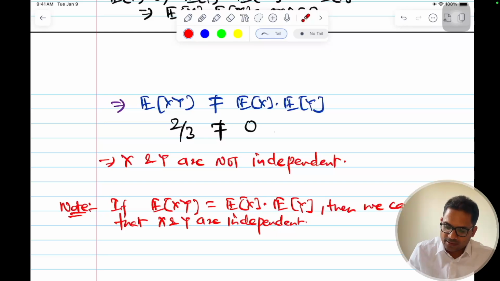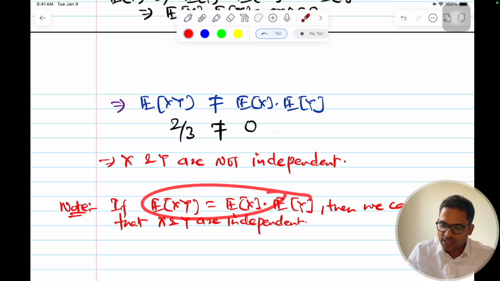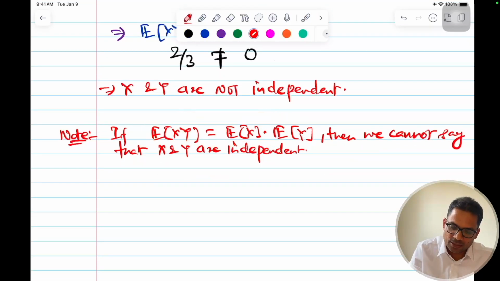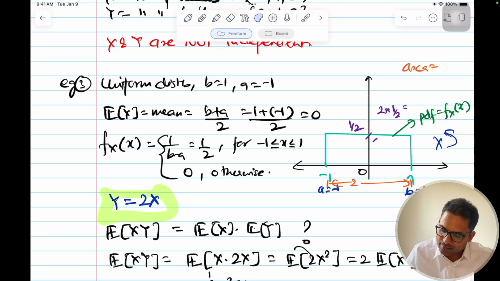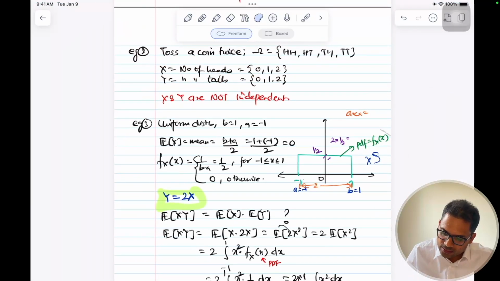Okay, but if this holds, the reverse, if this holds, then we cannot say that the inverse is true. If this is true, we cannot say that x and y are independent. Let me give you an example so that it becomes clear. What am I saying? For example, let's continue with the same example. Okay, so we have a uniform distribution. Let me make it smaller.